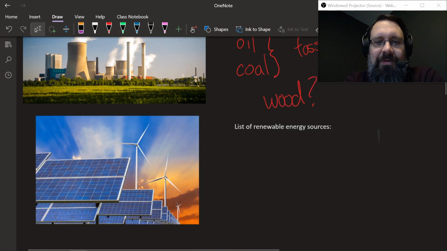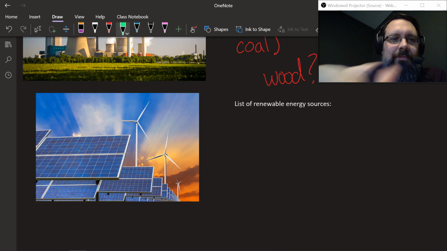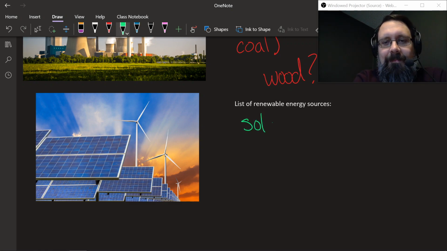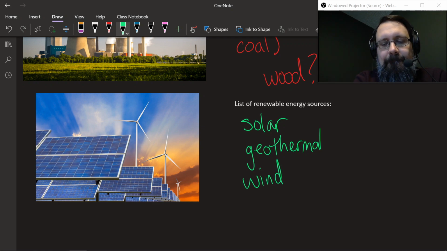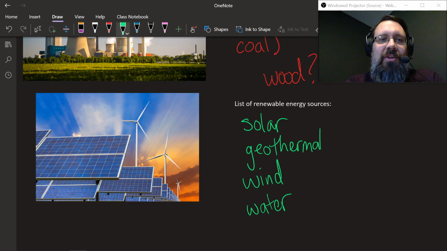How about some renewables? Solar. Geothermal. Wind. Hydroelectric. Yeah, let's just call it water. So water will classify all sorts of stuff. There's hydroelectric, but there's also tidal. When the tide comes in and the tide goes out, you can use that energy.